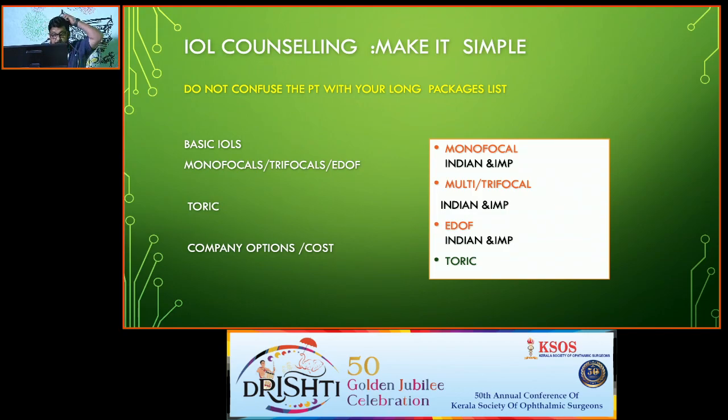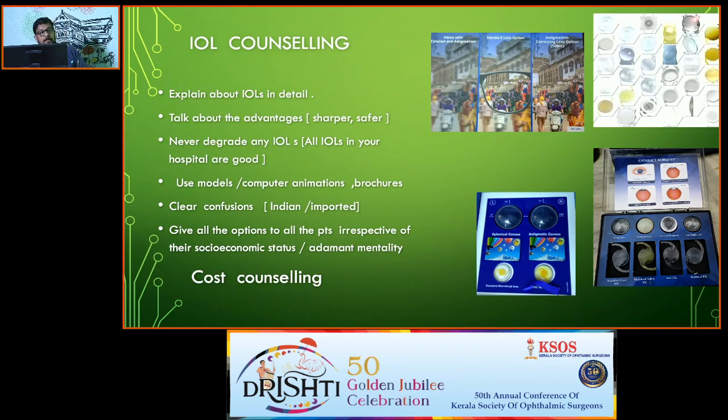For the basic IOLs, we talk about monofocals, trifocals, EDOF, and explain the benefits. We don't talk about toric unless we see in the chart or record that the patient has astigmatism. Then we mention the toric, and only then go for company and cost counseling. Explain the IOL in detail and talk about the advantages. Use only positive words, no negativism. All the IOLs in the hospital are good. They'll give you 6/6 vision, full vision. But if you use this particular type of IOL, vision will be sharper or clearer.